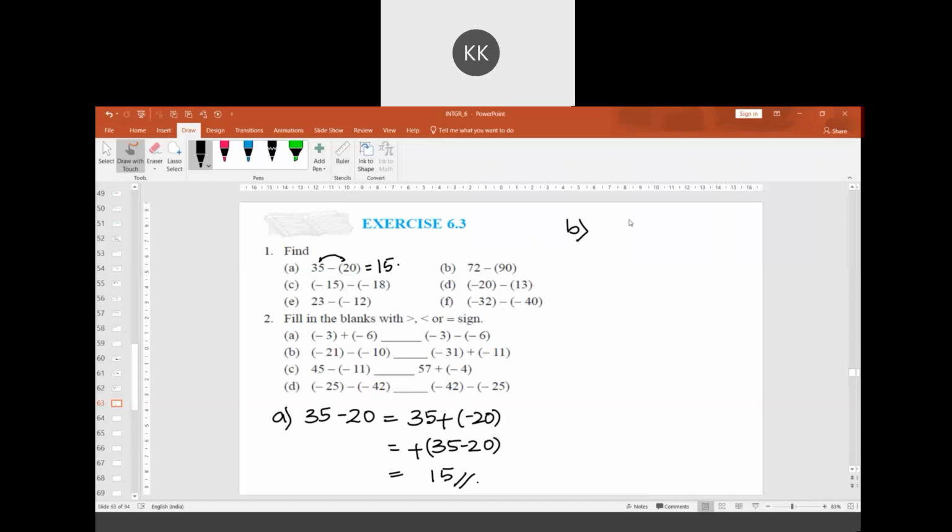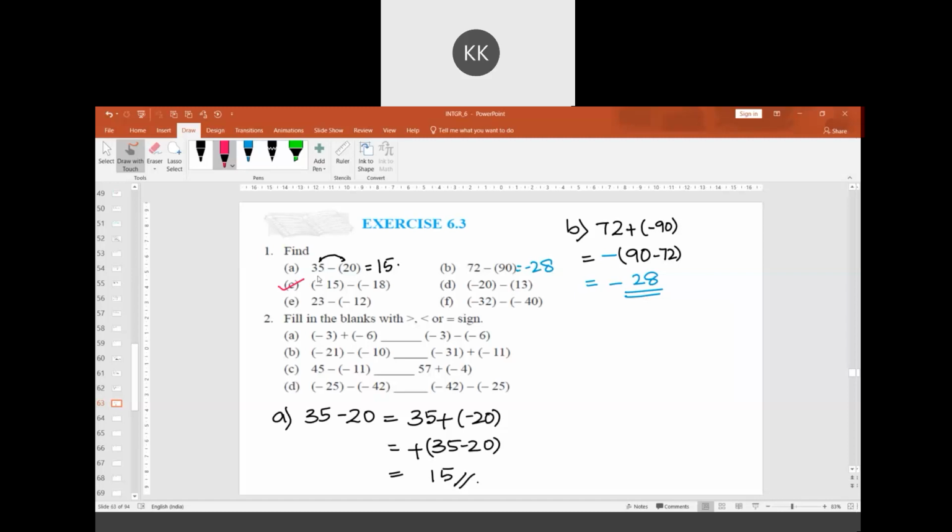Let me tell you the second one. 72 minus 90 should be written as 72 plus minus 90. So again it's the addition of unlike integers. So 90 minus 72 should be done, and we take the sign of the larger value, minus. What is 72 subtracted from 90? It will be 28. So minus 28 is the answer for this.